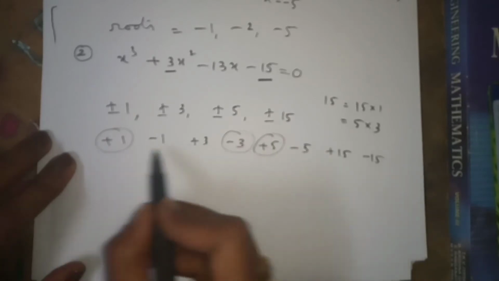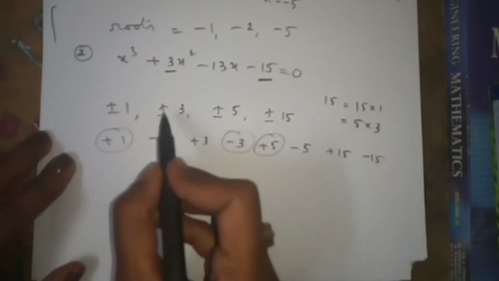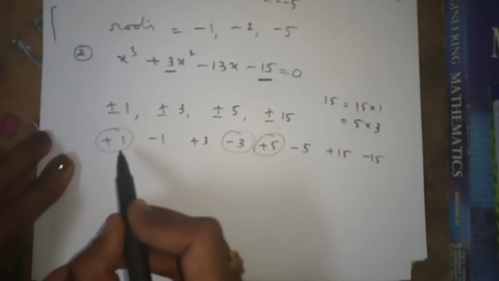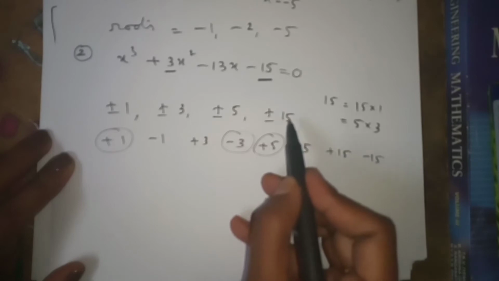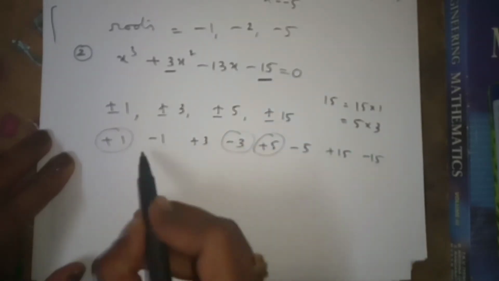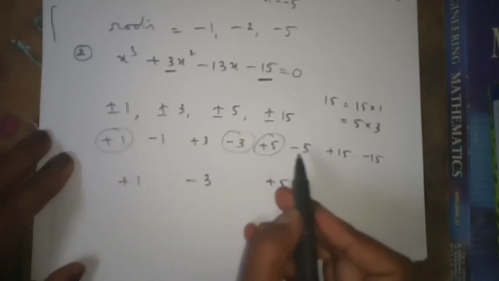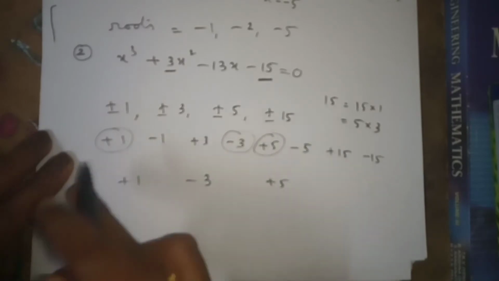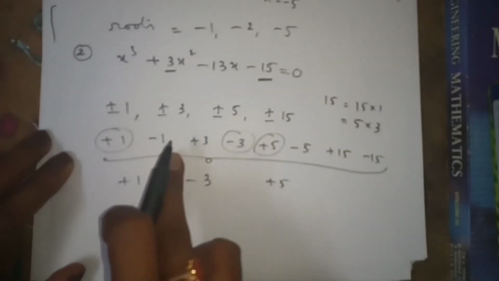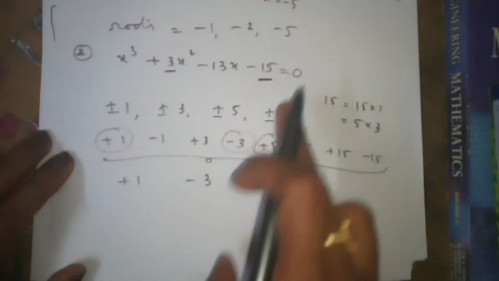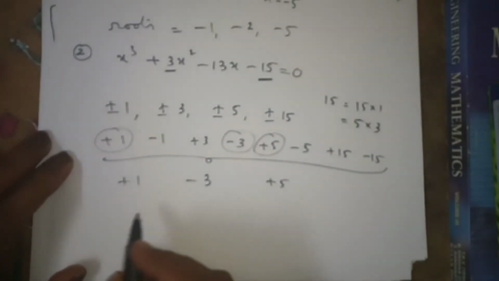Now if you add all the three, plus 1 minus 3 plus 5: 1 plus 5 is 6, minus 3 is plus 3. And if you multiply these three numbers, 1 into minus 3, minus 3 into 5 is minus 15. So these three are plus 1, minus 3, plus 5. In such a way we have to choose: the sum of any three numbers is equal to the coefficient of x square along with the symbol, and the product is the constant term along with the symbol.